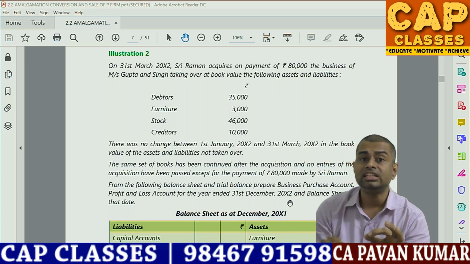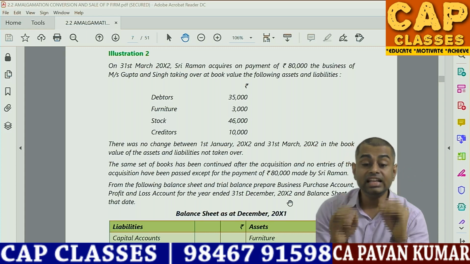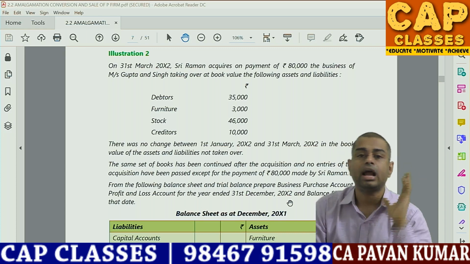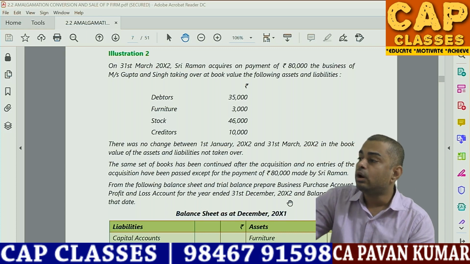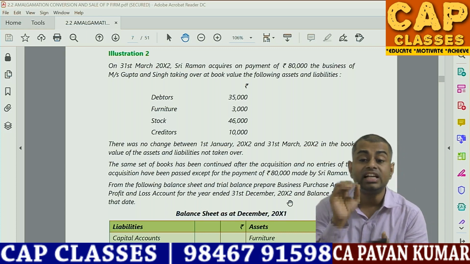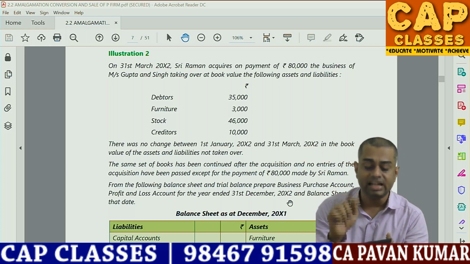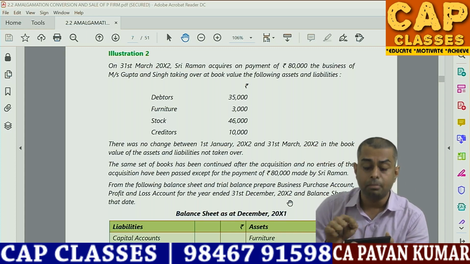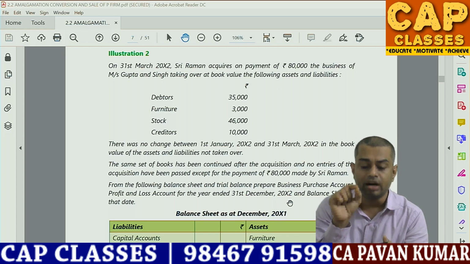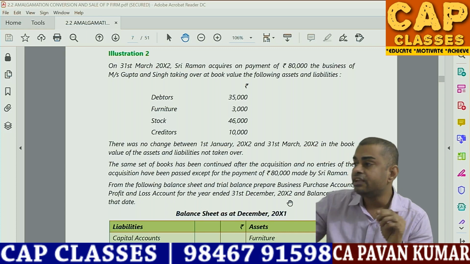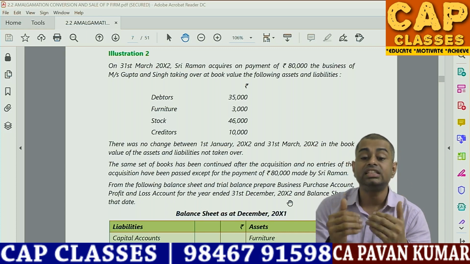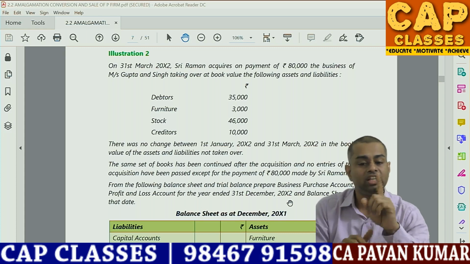I want some answer in 10 seconds. Is there any goodwill or capital reserve? Take calculator. What is the purchase consideration? Purchase consideration is 80,000. What are the net assets? Debtors 35 plus furniture 3 plus stock 46 minus creditors 10. So net assets of the firm is 74. To acquire 74 net assets, I paid 80. That means I have paid a goodwill of 6,000, isn't it? So there is a goodwill of 6,000.